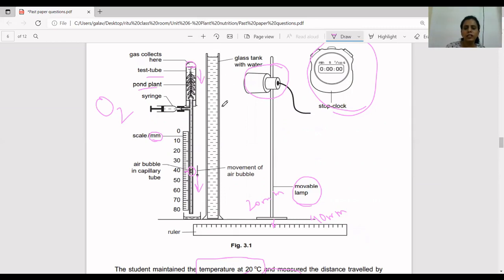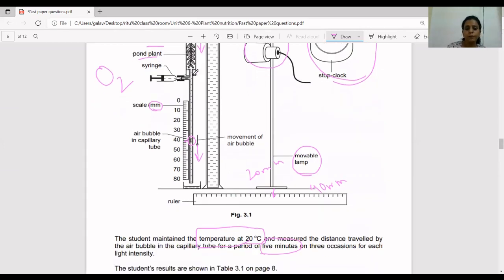Okay, so this glass tank has been placed so that the water in the glass tank can easily absorb the excess of heat which is produced by this lamp, and only light can be given to the pond water plant.